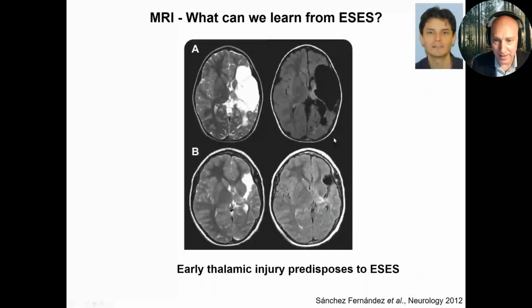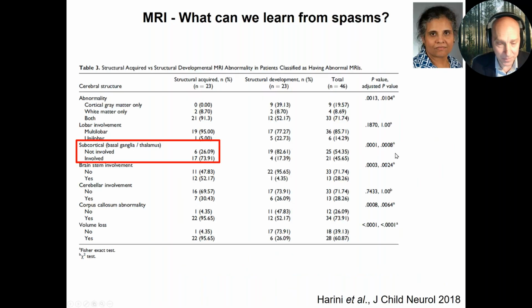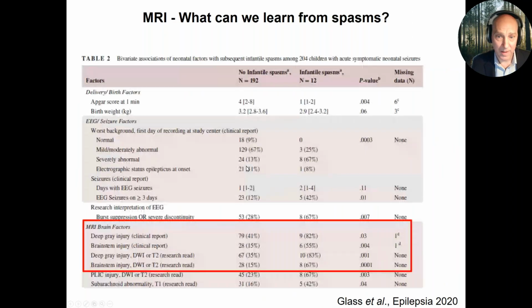So this ESES pattern that I spoke about earlier is associated with early thalamic injuries, for example, in perinatal stroke, as shown here. And it predisposes to ESES. So if the thalamus no longer can perform its cortical control, then you have a huge chance that these cortical thalamic oscillations are out of whack, and any type of seizure focus will then result in marked sleep activation like we saw. And likewise, spasms occur in those who have injuries to the basal ganglia, including the thalamus, or those with brainstem involvement, which was also shown in neonates with perinatal stroke. So deep gray and brainstem injury were those that were predisposed to spasms.